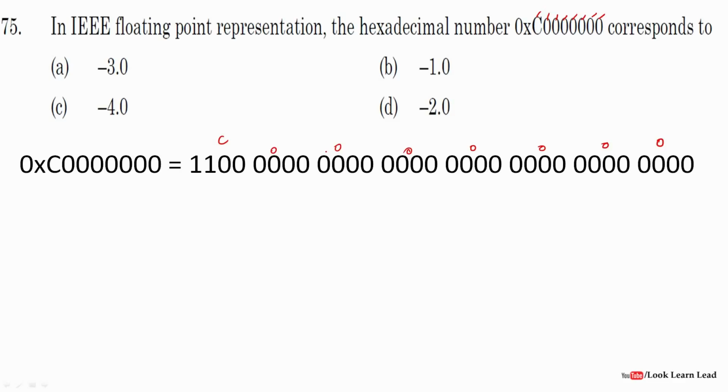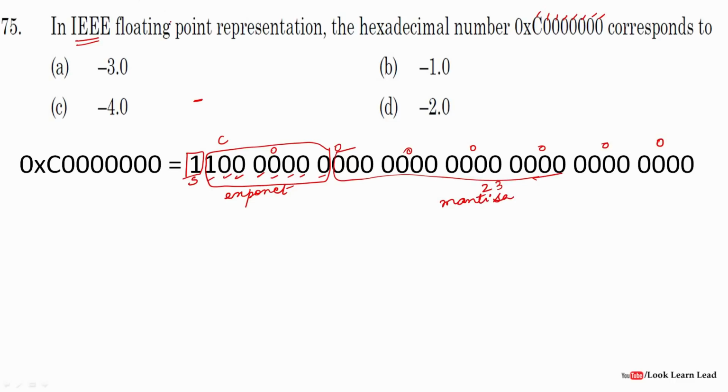Okay, and in IEEE floating point representation, the first bit is the sign bit. So this 1 is the sign bit. So our number is negative. This I know. First bit is the sign bit. Okay. Now, what about the next 8 bits? That is 1, 2, 3, 4, 5, 6, 7, 8. The next 8 bits are the exponent. Okay, and the remaining 23 bits are the mantissa.